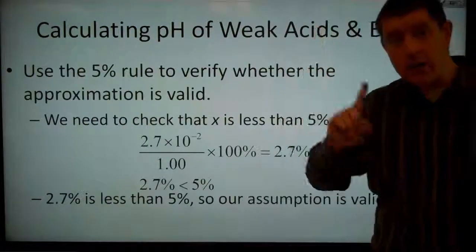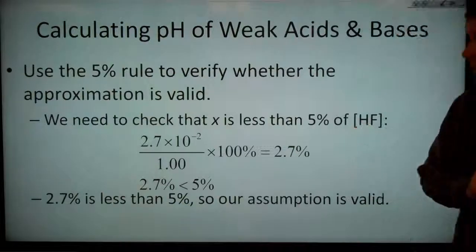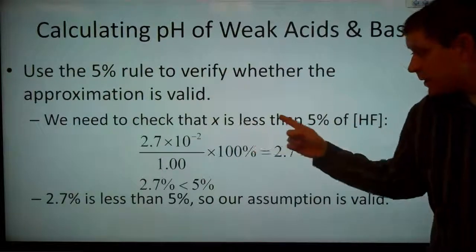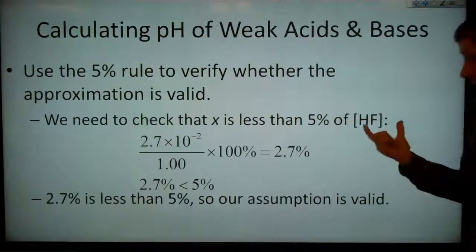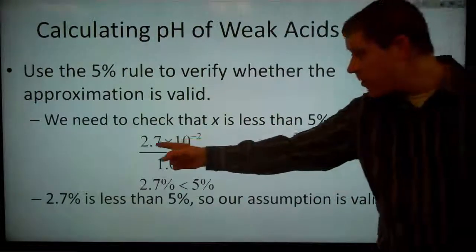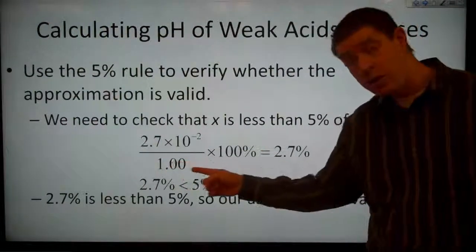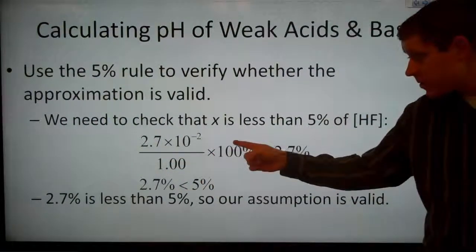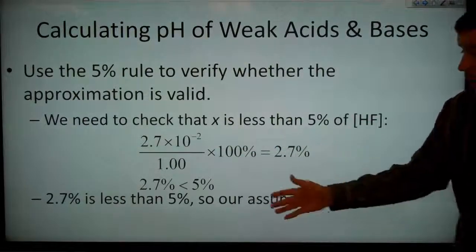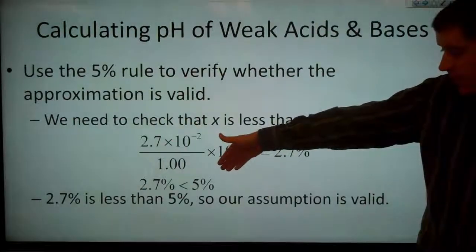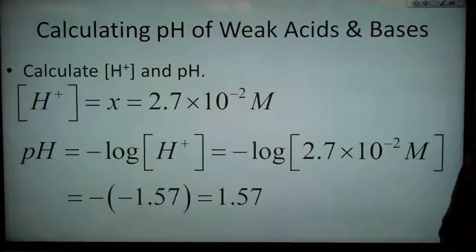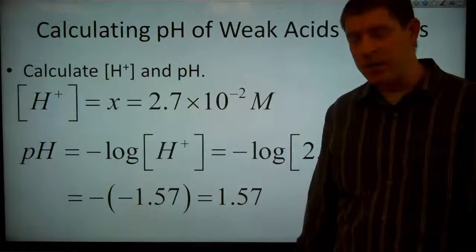But remember, we need to check our assumption and see if it's valid, so we need to use our 5% rule. Is 2.7 times 10 to the minus 2 less than 5% of our initial HF concentration? So, is X less than 5% of our HF concentration? Well, we know that X is 2.7 times 10 to the minus 2. The initial concentration was 1.0. 2.7 times 10 to the minus 2 divided by 1 times 100% is 2.7%. So we're good, because 2.7% is less than 5%, so our assumption is valid. We're going to be off a little bit, but not by much.